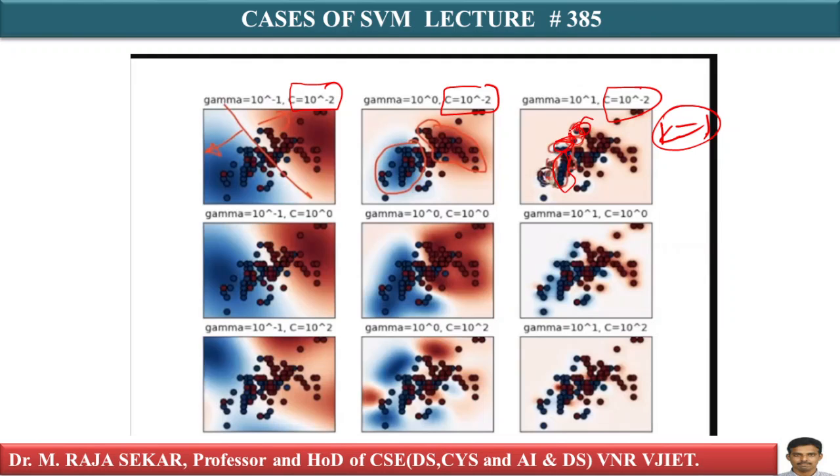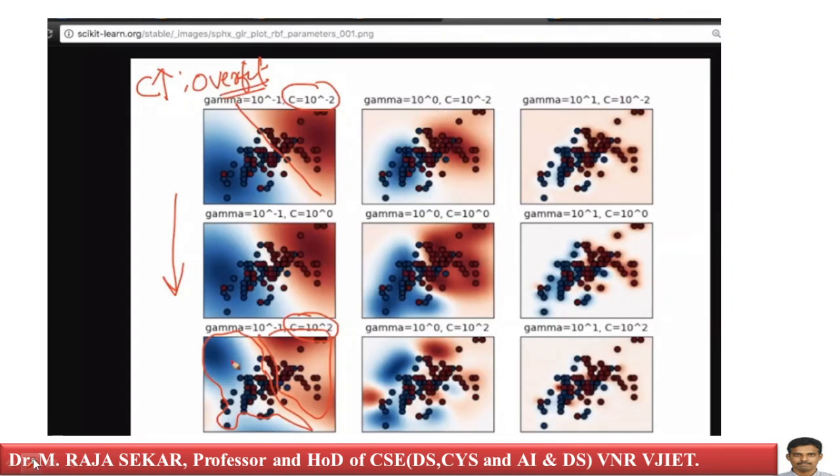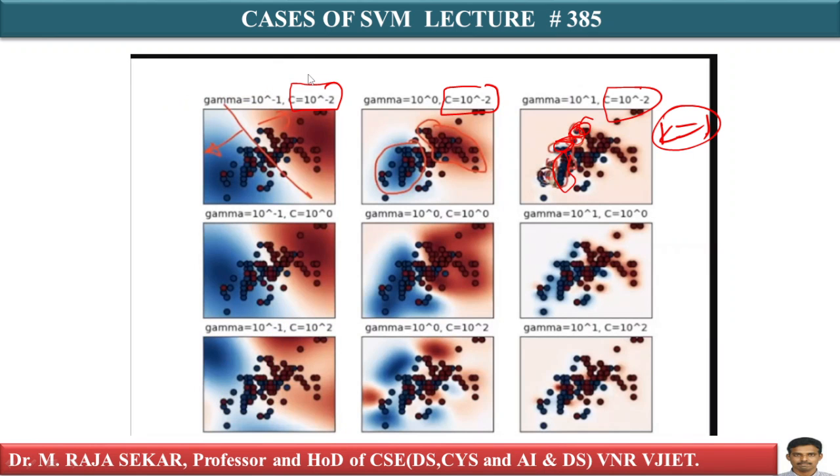Ultimately, it is overfitting, isn't it? Yes, that's what happens when you fix C. When C changes, remember what happens: as C increases, it overfits. Just see here, what is the C value? Gamma is fixed at 10 power minus 1, but you are increasing C: 10 power minus 2, 10 power 0, 10 power 2, isn't it? As C increases, we are going to overfit.